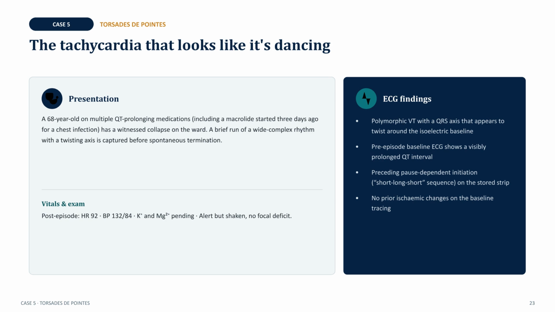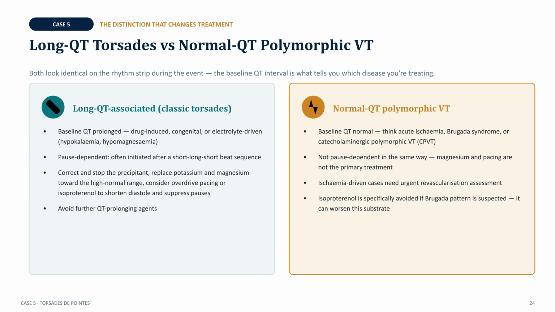This 68-year-old patient, currently on a new QT prolonging medication, suffered a syncopal episode. The rhythm shows polymorphic VT with a twisting axis and a prolonged baseline QT interval. It is essential to distinguish between long QT torsades and normal QT polymorphic VT. The baseline QT interval is the key. Torsades is often pause-dependent, while polymorphic VT with a normal QT may point toward ischemia or other underlying syndromes.